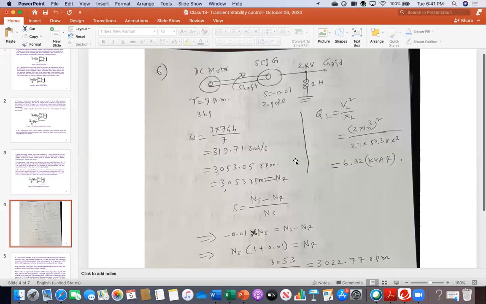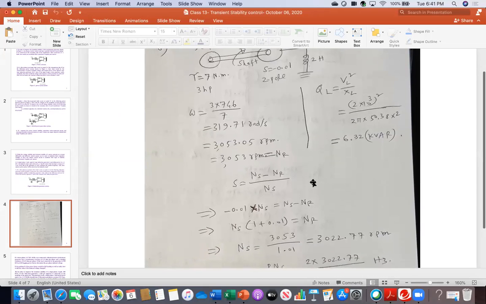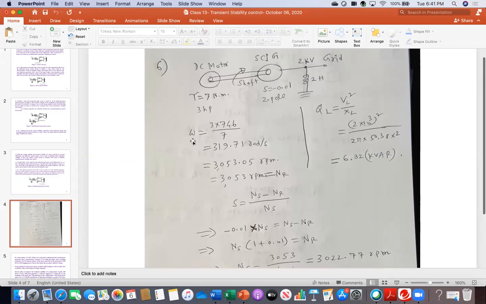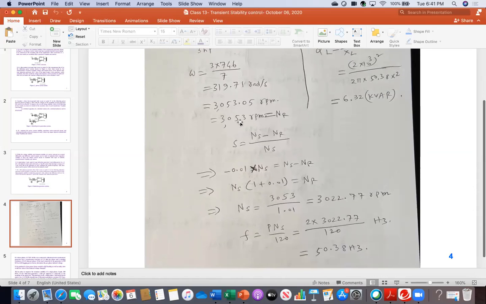Okay, so here you see my calculation. Sindhuja, yes, Dr. Ali. Here I have calculated this, that schematic I was showing. I'm first calculating the omega, the 3 horsepower for the motor, and then torque, power over omega. So I got this 319.7 radians per second. I converted into RPM, and that is my NR in the slip equation. I put this number for NR, the slip value is given. So after calculation, finally I got frequency 50.38 hertz.